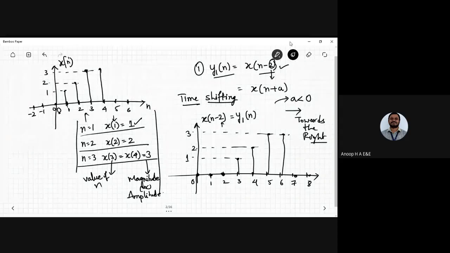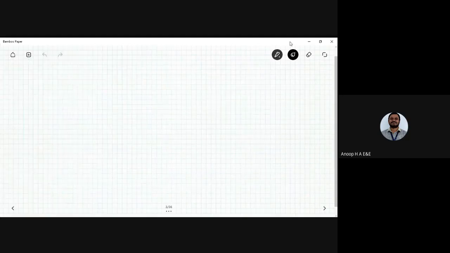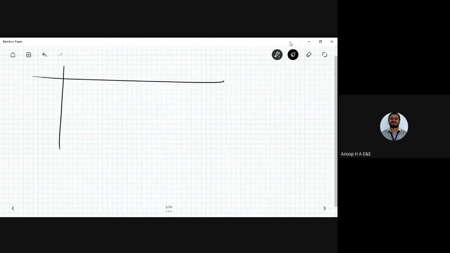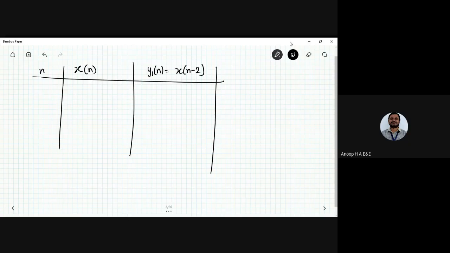You can just use the tabular column approach that I taught you for even and odd signals. Definitely you will come to know the signal. Okay. So what I can do here, I can again show the block diagrammatic approach also. The tabular column one. See here, n value, the value of n. So this is x of n. Next, y1 of n is x of n minus 2. Okay, I need to give the values now.